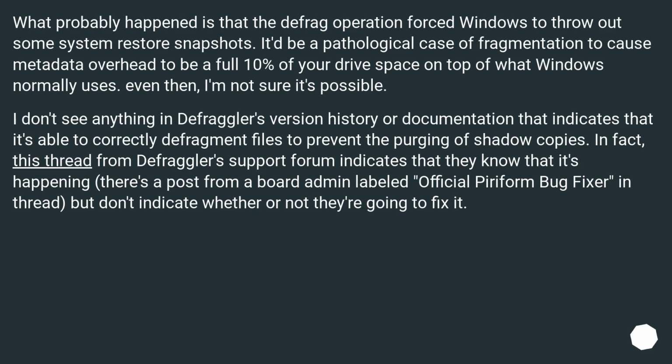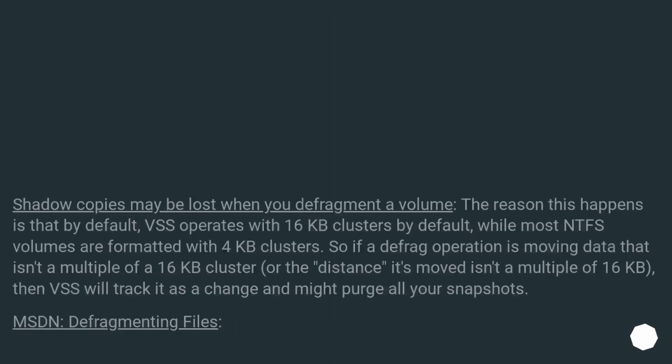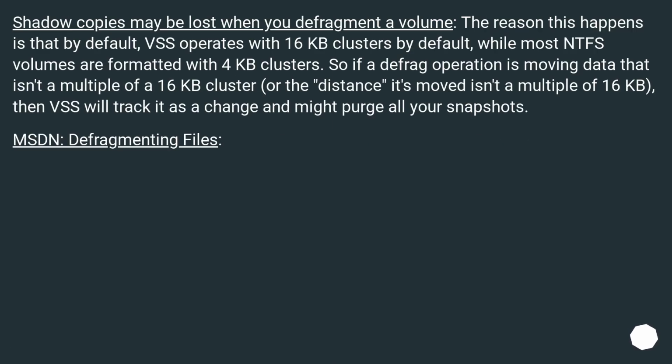I don't see anything in Defraggler's version history or documentation that indicates that it's able to correctly defragment files to prevent the purging of shadow copies. In fact, this thread from Defraggler's support forum indicates that they know that it's happening. There's a post from a board admin labeled official peer forum bug fixer in the thread, but they don't indicate whether or not they're going to fix it. Shadow copies may be lost when you defragment a volume.